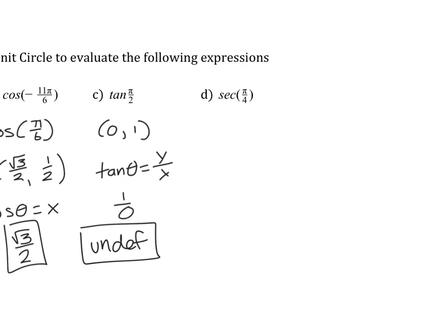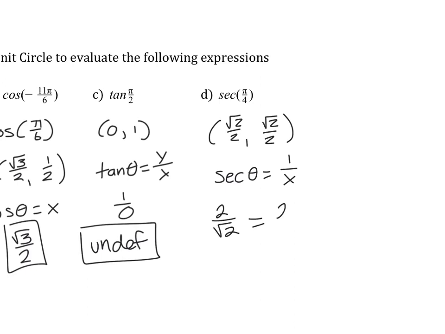And last, let's do the secant of pi over 4. So our coordinate for pi over 4 is root 2 over 2, root 2 over 2. So I want to remind you that secant is 1 over cosine. So that means it's 1 over your x value. So if you do the reciprocal of the x value, it's 2 over root 2, which we'll just write as 2 root 2 over 2 if you rationalize, which just becomes root 2.